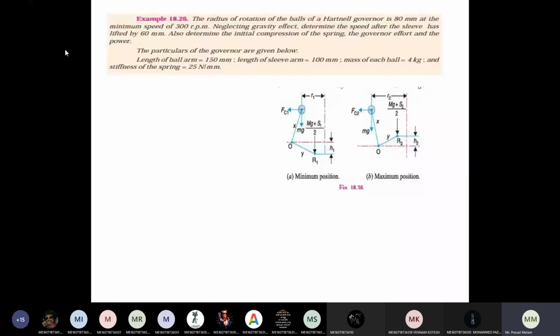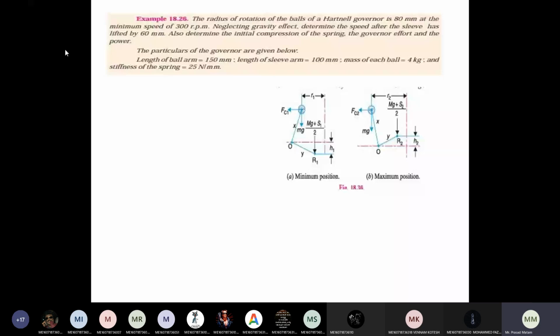The particulars are given below. Length of the arms is 150 mm and length of the sleeve arm is 100 mm. Mass of each ball is 4 kg and stiffness of the spring is 25 Newton per millimeter. So this is the problem. Let me solve it. First, write the given data. The length of the arm, 150 mm, is the vertical length, and the length of the sleeve arm is the horizontal arm, which is equal to 100 mm.